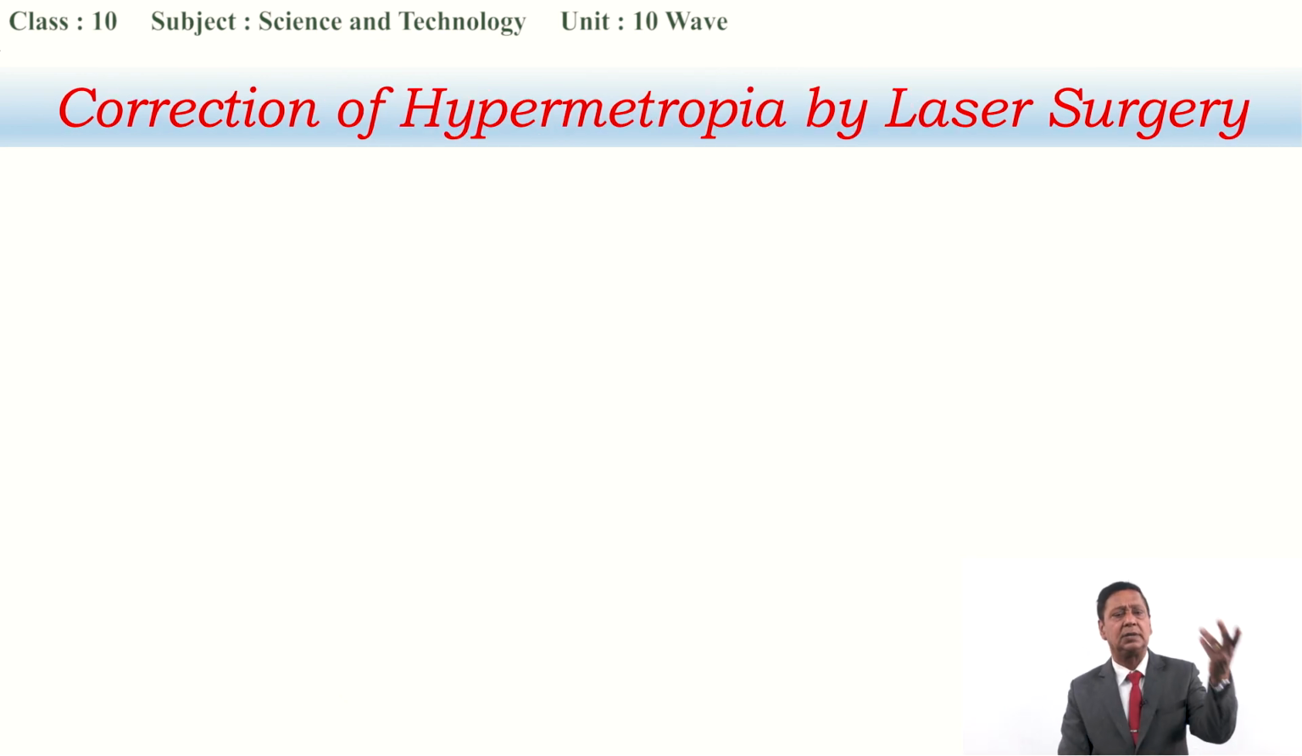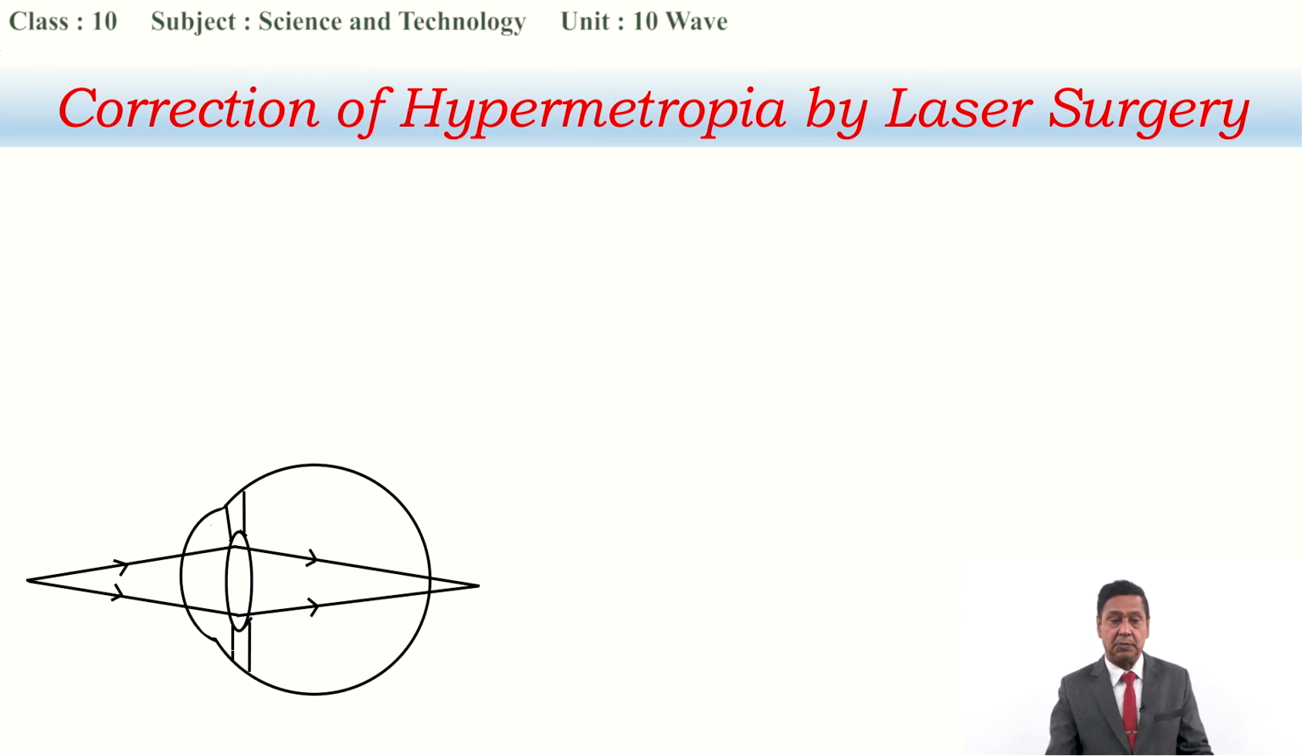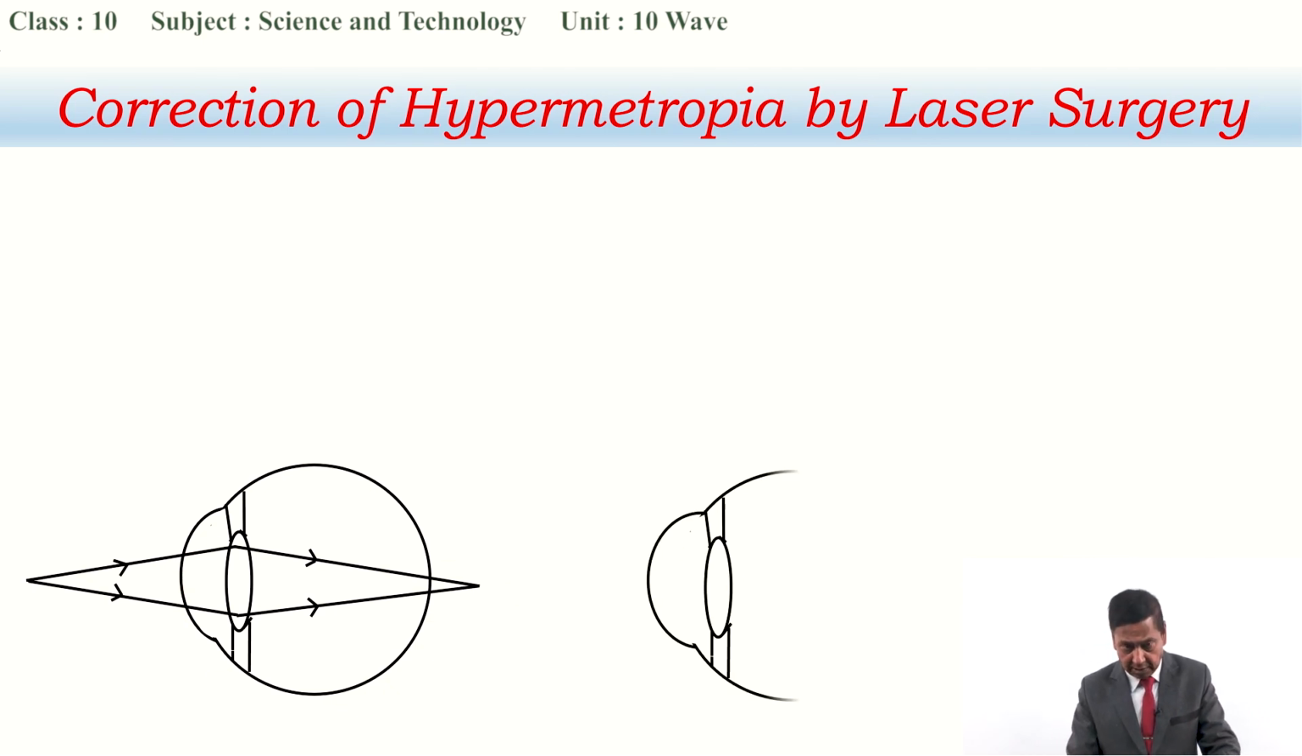Now what about hypermetropia? How do we correct hypermetropia by laser surgery? This way. Look at this, it is the eyeball. In case of hypermetropia, near objects are focused behind the retina, because the converging capacity of the lens is less, the lens is thin. Now how do we correct this by laser surgery? We have to make certain changes on the cornea. We do it this way.